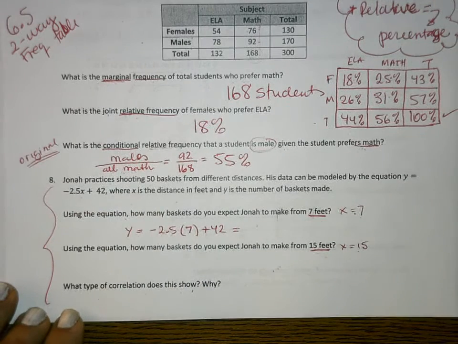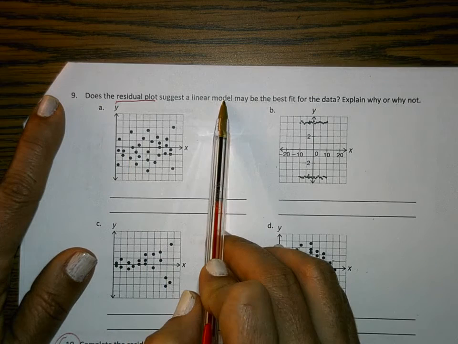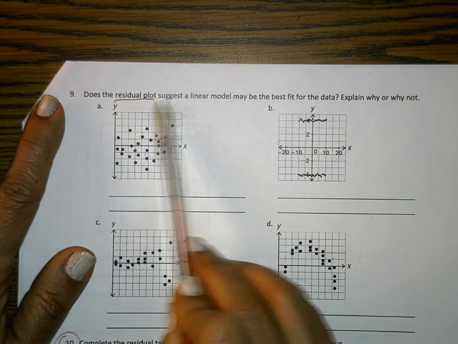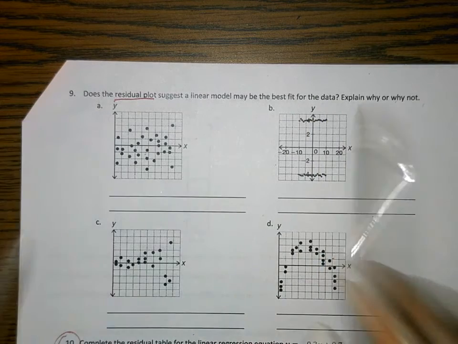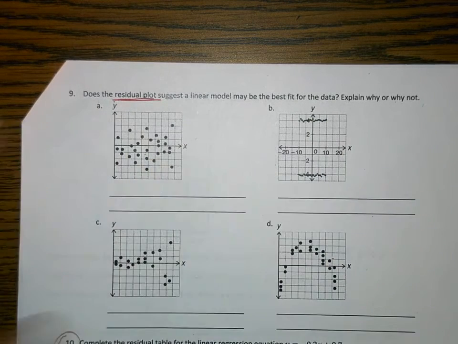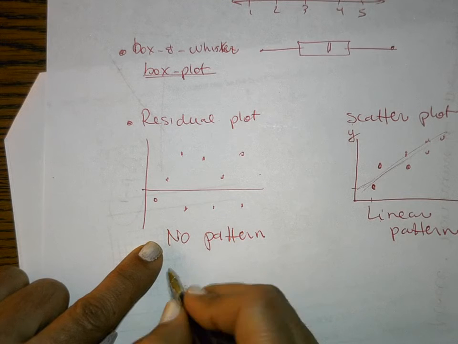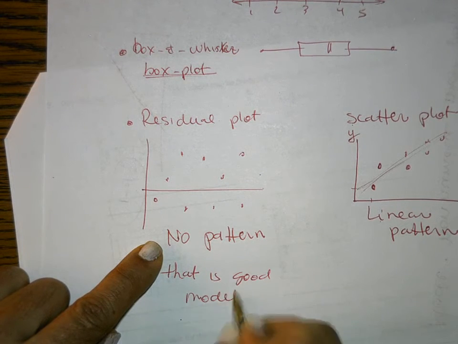Okay, question number 8. All right, so let's finish up here so this doesn't become a super long video. Does the residual plot suggest a linear model may be the best fit for the data? Explain why or why not. Now remember, we're talking about a residual plot, and in a residual plot, I wrote right here 2 seconds ago, we want no pattern. If there is no pattern, then that is good. That is a good model, okay? We want no pattern in the residual.